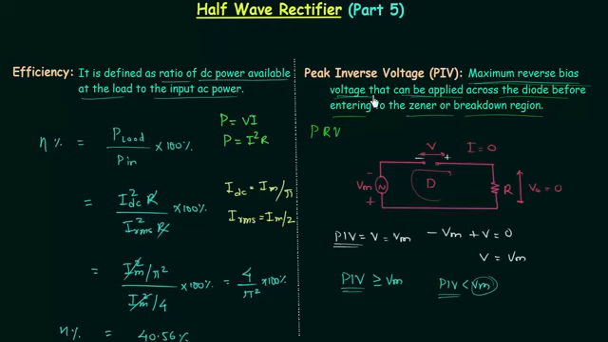So this is all you should know about the peak inverse voltage. Peak inverse voltage is equal to Vm, the peak value of the source voltage.